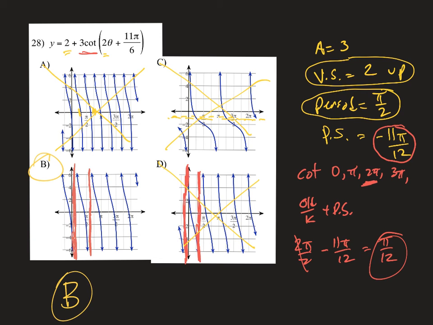Letter B has the right period. There is a vertical shift up 2. It's a little hard to see because this thing was multiplied by 3 and stretched out, but that's where the inflection points are. And we located one of the asymptotes to be at pi over 12. This guy, letter D, does not have an asymptote at pi over 12. It's on the left side of the x-axis. So again, these asymptotes have helped us answer number 28.